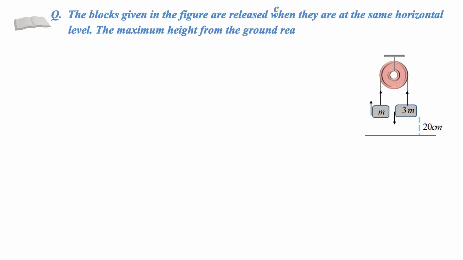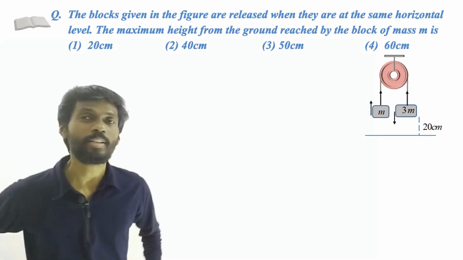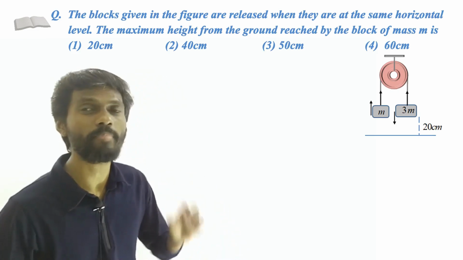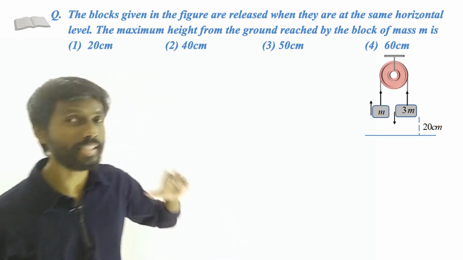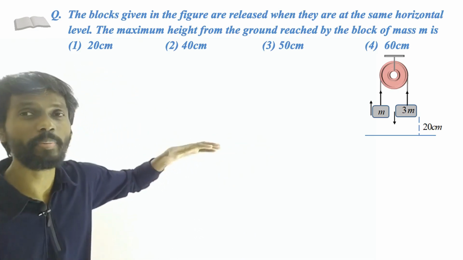The blocks given in the figure are released when they are at the same horizontal level. The maximum height from the ground reached by the block of mass m is. Here two blocks are given which are connected by a string. Initially these two blocks are at the same horizontal level, right? That is 20 centimeter above the ground.